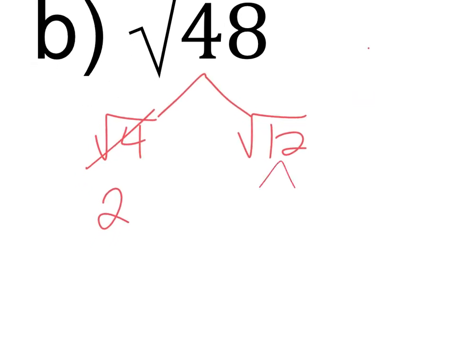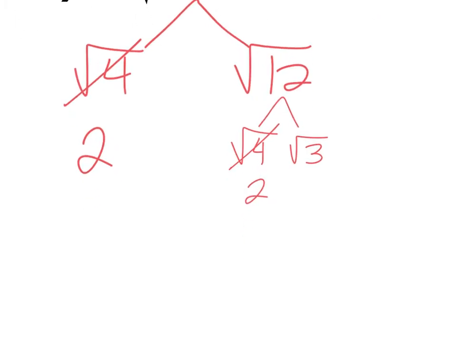So the square root of 12 breaks up into the square root of 4 times the square root of 3. The square root of 4 is 2. So then I have 2 times 2 and the square root of 3, so that would give me 4 square roots of 3.